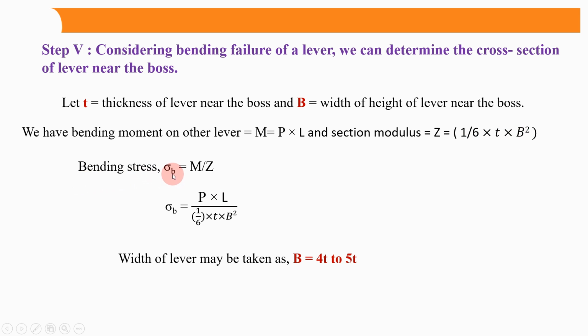So bending stress sigma B is equal to capital M by capital Z. So we just put the values of M and Z over here. Sigma B is equal to, the value of M is P into L, I have put it there, and the value of Z is 1 by 6 into T into B square, I have put here. You can see, this is M, this is Z. Width of lever may be taken as B is equal to 4T to 5T. Okay, so we can easily find this out, and with these 5 steps we have completed our design procedure of hand lever.